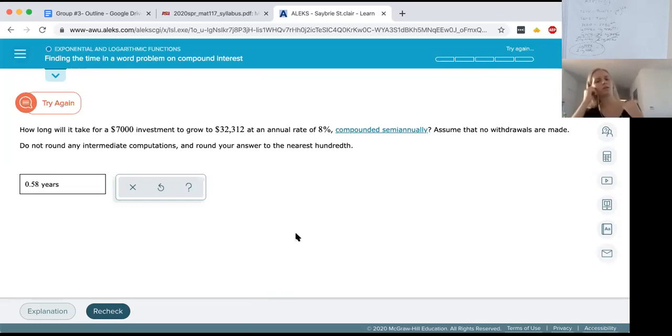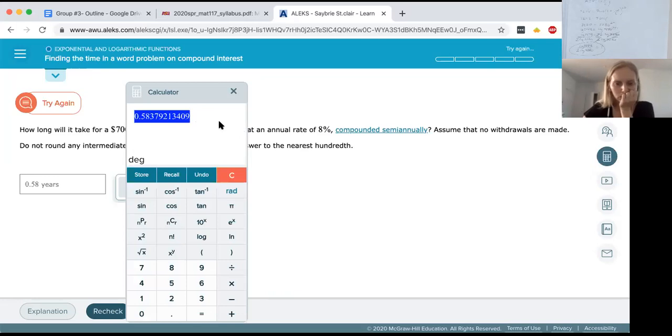Do not do any intermediate computations. So maybe let's go back to your calculator there. And let's try this. Do a log base 3 of 2, and you're going to make this a fraction, right? So log 3, 2, 3, 1, 2. Down the bottom, let's go log, I'm sorry, 2. Put that 2 off of log. And then in parentheses type 7,000.